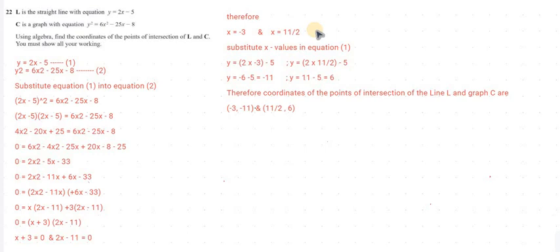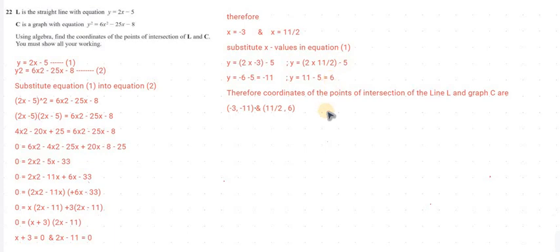Or you can write 5.5. I don't like it as a decimal. I like to keep it as a fraction. Now, once you find your x values, you need to substitute back into one of the 2 equations to find your y values. Equation 1 is easier, so I substitute back into equation 1. When I substitute minus 3 in, that's 2 times minus 3, that's minus 6, minus 5, that's minus 11. And when I substitute 11 over 2 into equation 1, that's 2 times 11 over 2, that's 11, minus 5, that's 6.